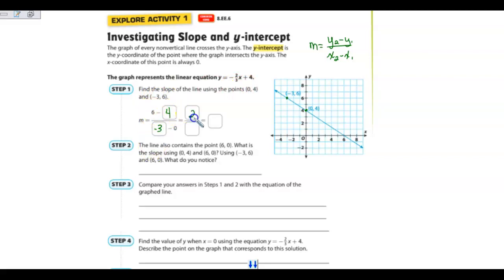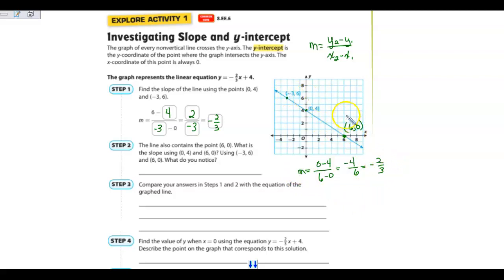6 minus 4 is 2. -3 minus 0 is -3. So we have a slope of -2/3. We also look at this line and see that it's passing through this point right here, which is at (6, 0). If I were to use these coordinates, I could also find the slope. So I could take 0 minus 4 over 6 minus 0. And that gives me -4 over 6, which is the same as -2/3. So I still have the same slope.